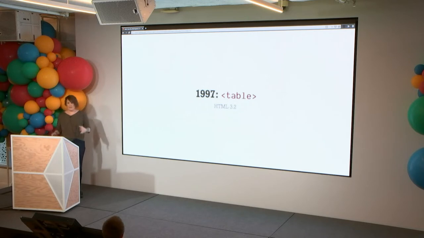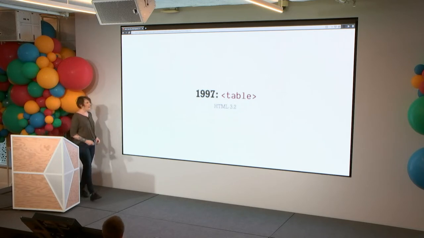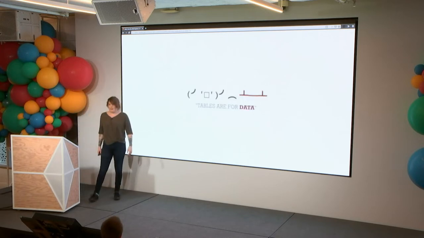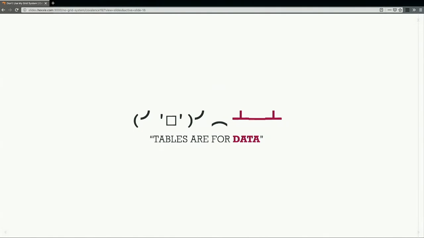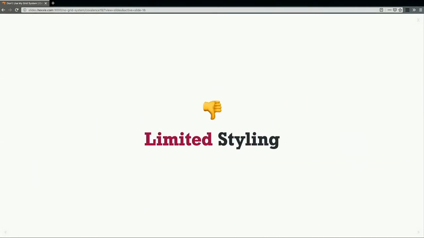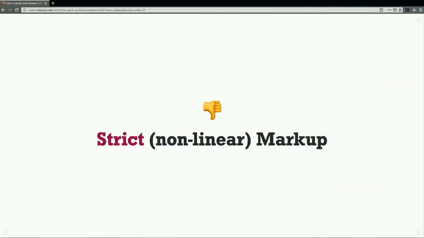1997, we got tables. This was the first way that we started to do layout on the web. Lots of fun. Everybody loves tables. And if nobody's yelled it at you recently, tables are, in fact, for data. They have very limited styling options. There's not a lot you can do with them because they're built for laying out data.